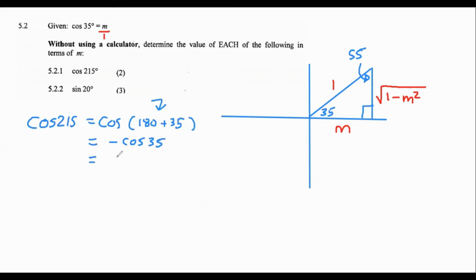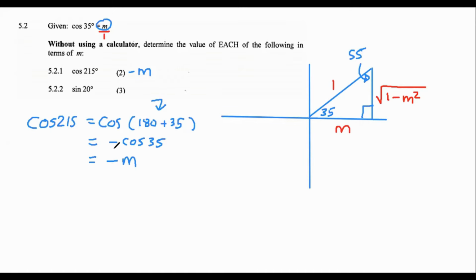And so negative cos 35, we already know that cos 35 is equal to m. And so you can just say negative m like that. And so the answer for the first question is negative m. Then for 5.2.2, this is a good one.